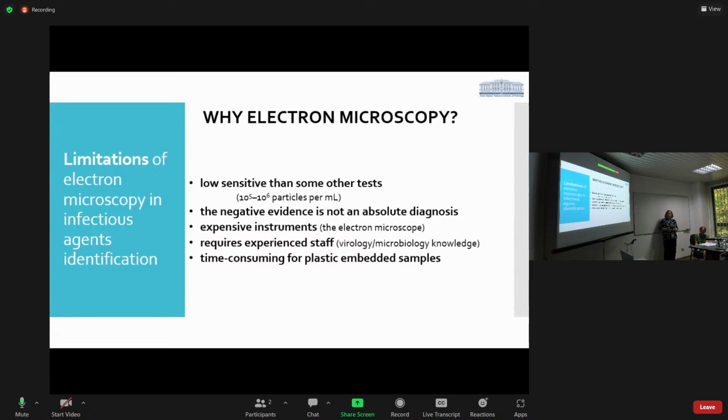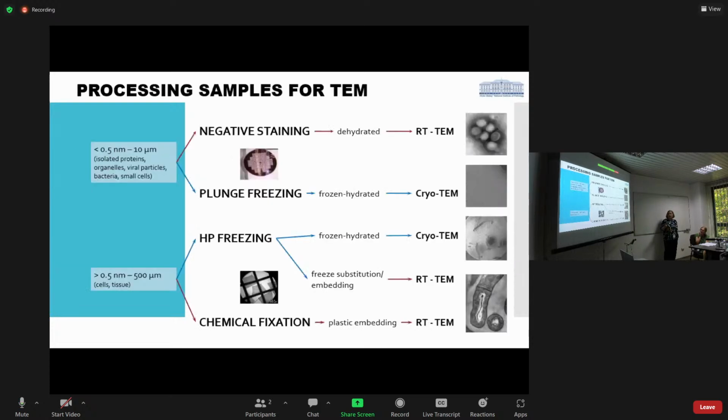And we have some limitations linked with the expensive instrument, which is the electron microscope, and extensive knowledge which is not always available. We need a biologist or microbiologist trained to recognize the pathogens in this kind of technique.